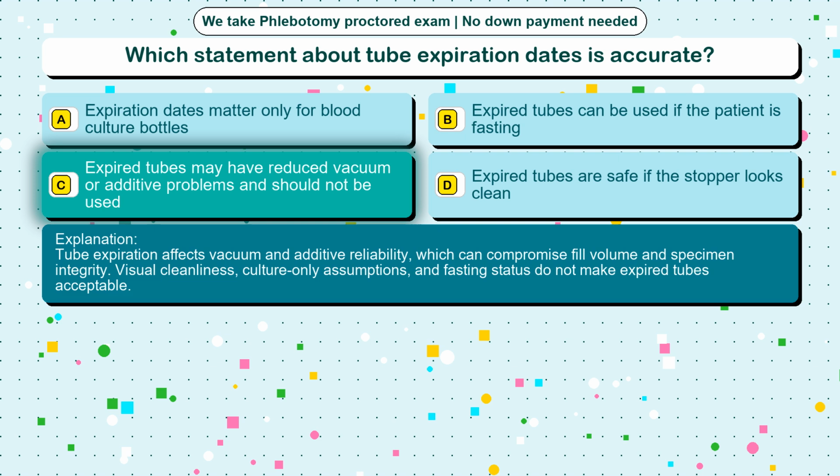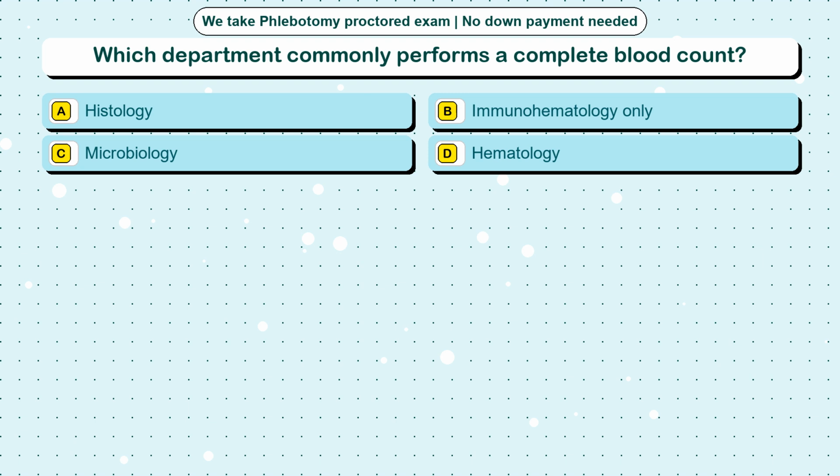Tube expiration affects vacuum and additive reliability, which can compromise fill volume and specimen integrity. Visual cleanliness, culture-only assumptions, and fasting status do not make expired tubes acceptable. Question 76. Which department commonly performs a complete blood count?